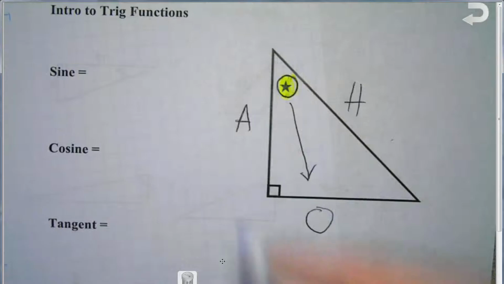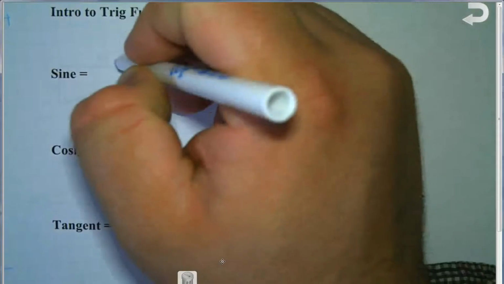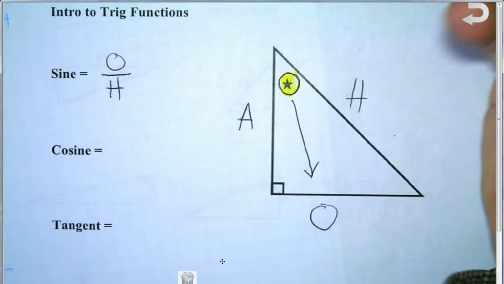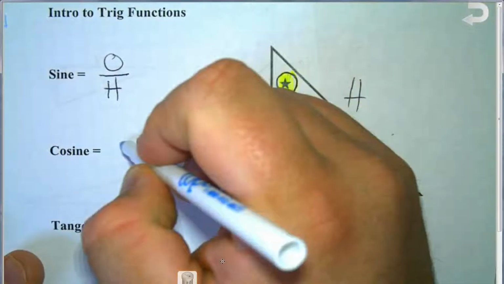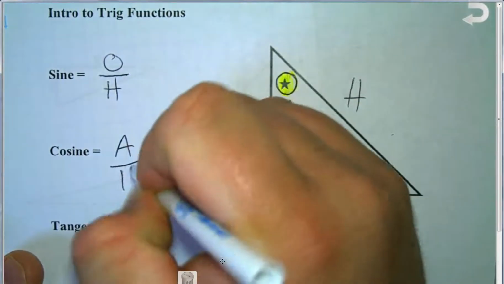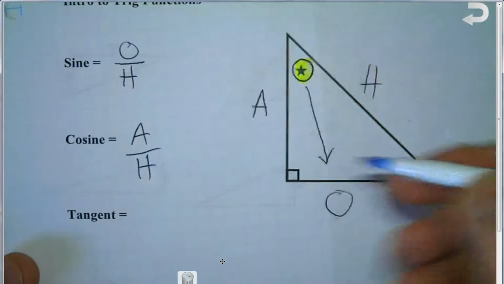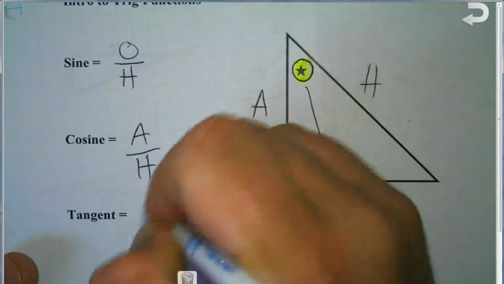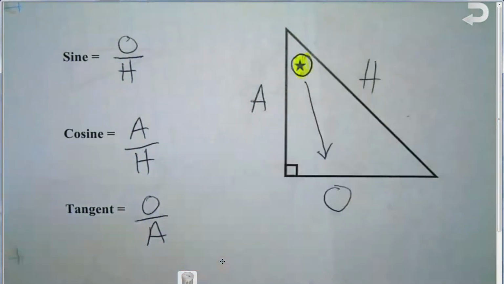Before we do that though, we want to review that sine is going to be our opposite divided by our hypotenuse. Cosine is going to be our adjacent divided by our hypotenuse. And tangent is going to be opposite divided by adjacent. I told you three different ways to remember those yesterday. So hopefully you've got one of those down as your go-to mnemonic to help you remember whether you use sine, cosine, or tangent.